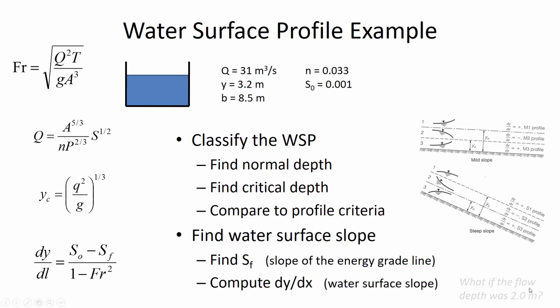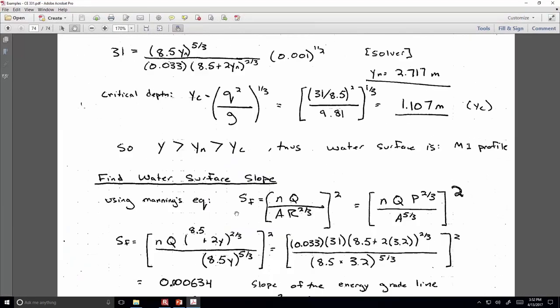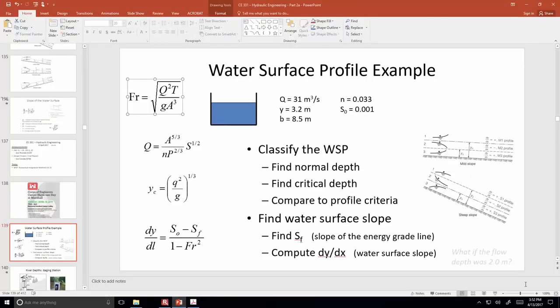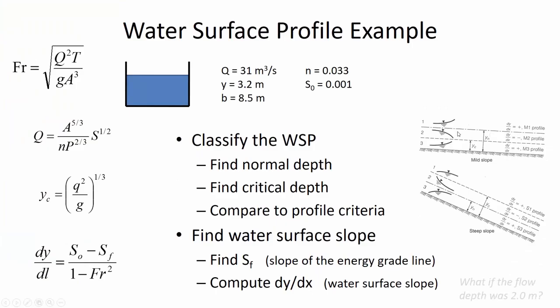Now what if the flow depth was 2? So if the flow depth was 2, then that would put us into a different zone, because what we had done earlier is solve for the critical depth and the normal depth, and so 2 would be between the normal depth and the critical depth. So if it said in the problem statement that the depth was 2, then that would mean that we'd be in zone 2, and if we went through all the calculations again, what we'd expect to see is that dy dl in that case should be negative, because an M2 profile means that the flow is getting shallower in the direction of flow. So that's just the hypothetical to keep in mind.